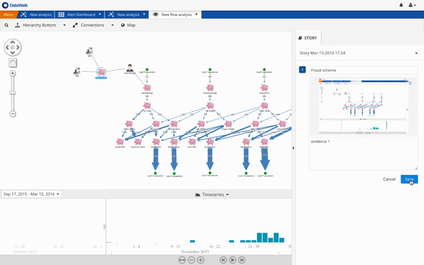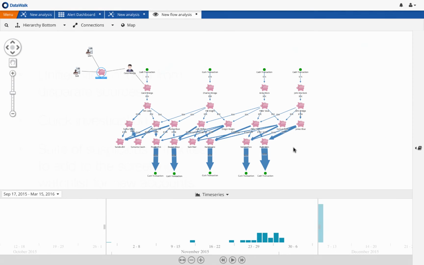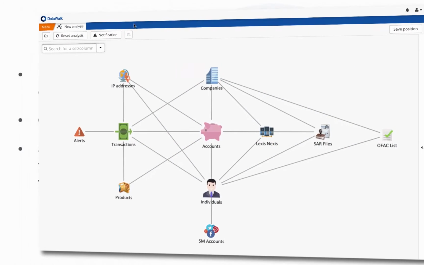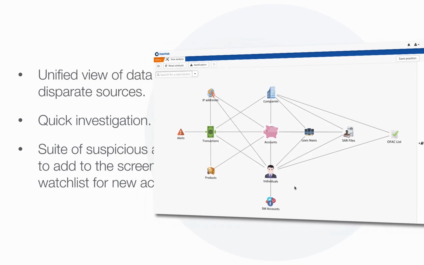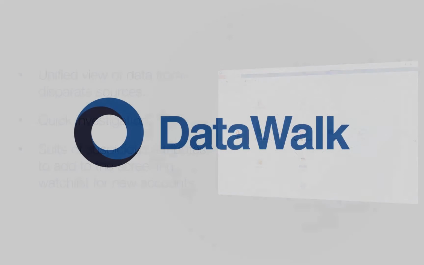With this demonstration, we have shown how analysts and investigators can utilize DataWalk's ability to provide a unified view of data from disparate sources to quickly look at an alert and determine that the account is most likely synthetic. The investigator is also able to alert supervisors that other suspicious accounts should be closely monitored. Finally, the bank now has a set of suspicious attributes to add to the screening watch list for new accounts to ensure that this particular scheme can cause no further damage.